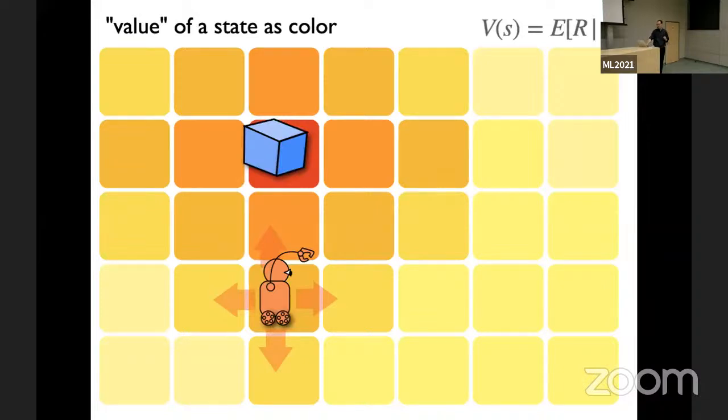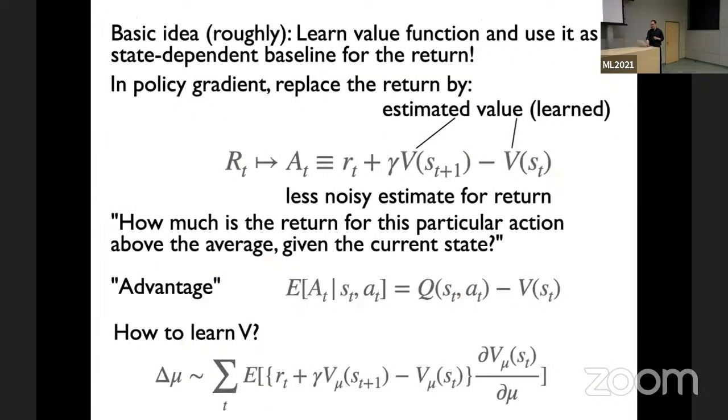Remember the value function. The value function is just the expectation value of the future return given the current state. And the basic idea of these so-called actor-critic, or more precisely advantage actor-critic approaches is this. You learn the value function, I will say how in a moment, and you use it as something like a state-dependent baseline for the return. So that's at least part of the idea. So what you really do is, in policy gradient, replace the return by the following. So here's R_t, the future return, but you replace it by what I display on the right-hand side.